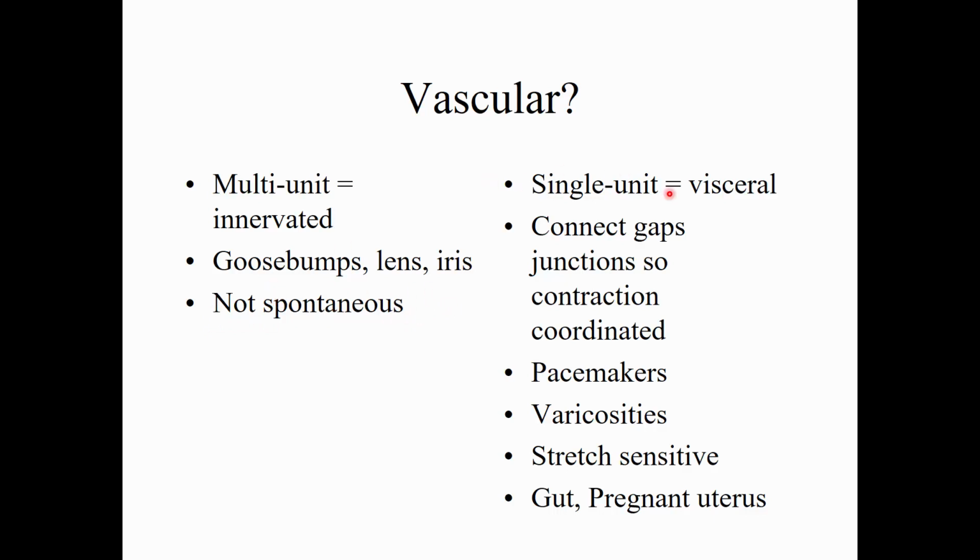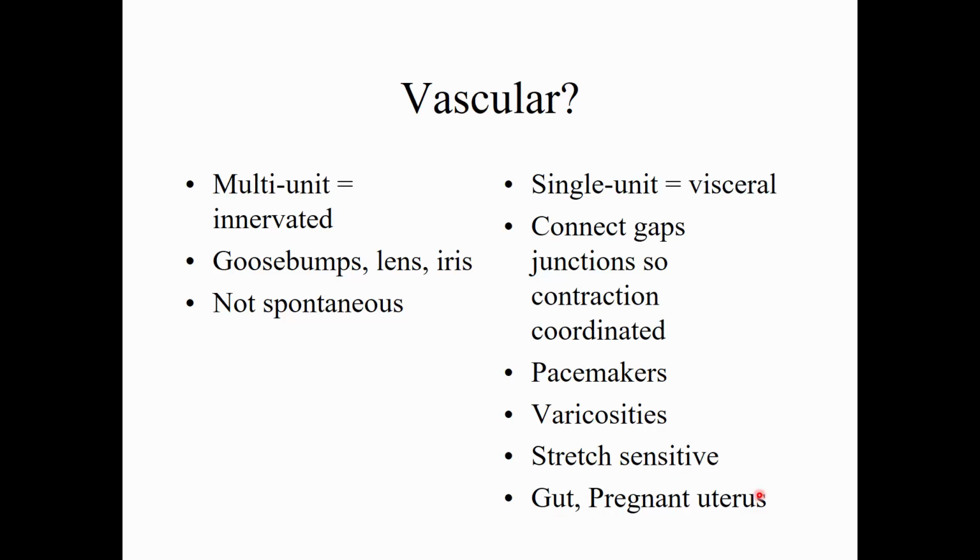We have a single unit or visceral. Many fibers connected by gap junctions so that when one contracts, a whole bunch of them contract. And there are all kinds of things that could make these guys contract. You could have a hormone that binds to them and makes them contract. You could have a pacemaker. You could have a neurotransmitter that's released from these structures called varicosities. Some stretch can activate them. So they can be activated by a number of things. And so the gut is single unit muscle.